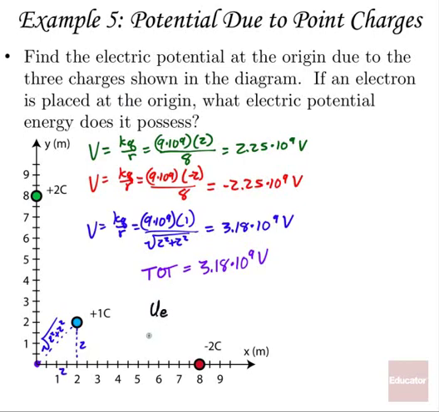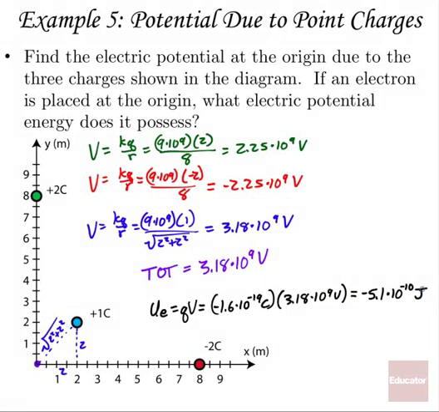The electric potential energy due to that electron is just going to be charge times voltage. And our charge is negative 1.6 times 10 to the minus 19 coulombs, because it's an electron, it's negative. Our voltage is 3.18 times 10 to the 9th volts, which is going to give us a potential energy of about negative 5.1 times 10 to the minus 10 joules.